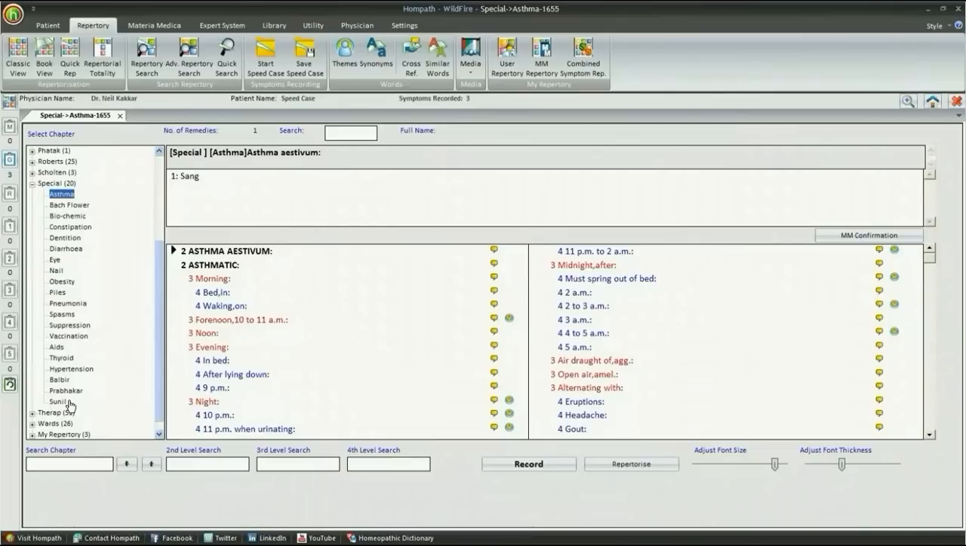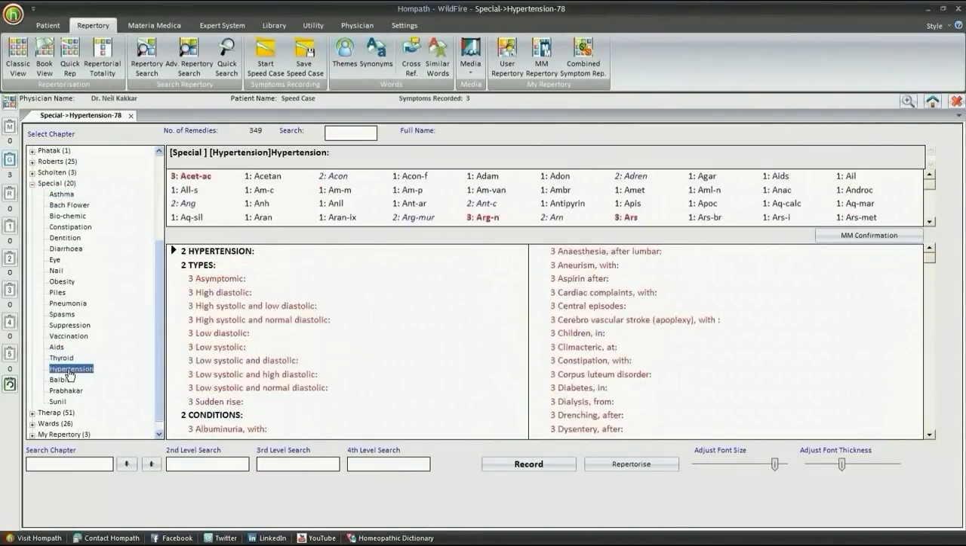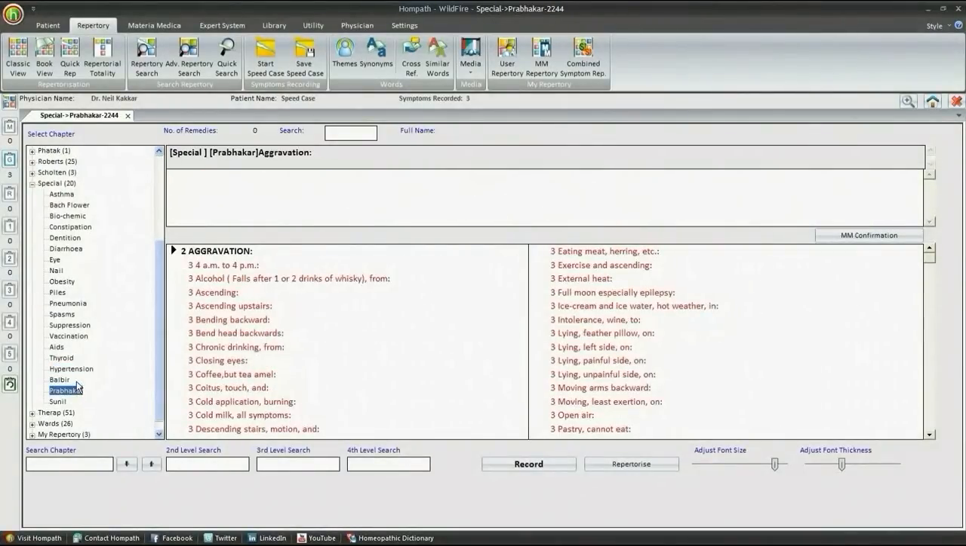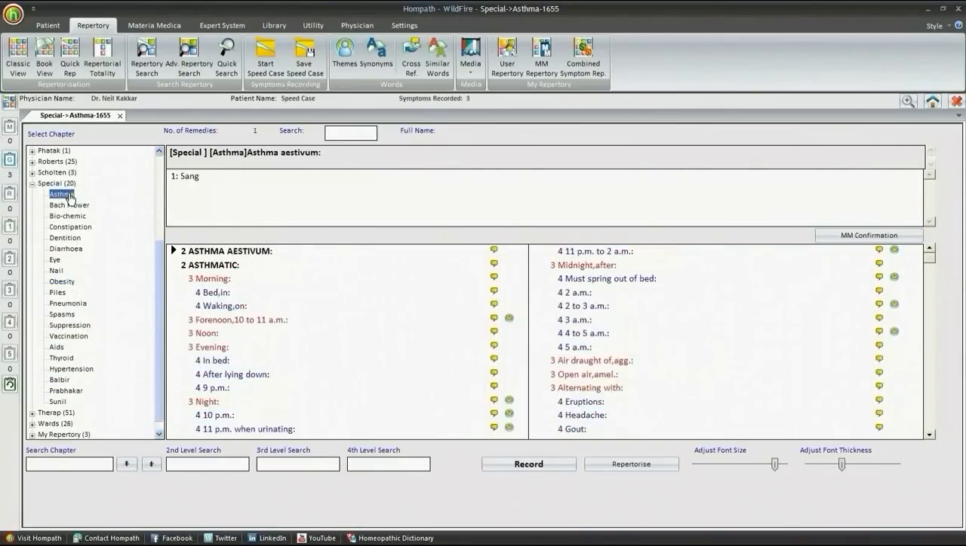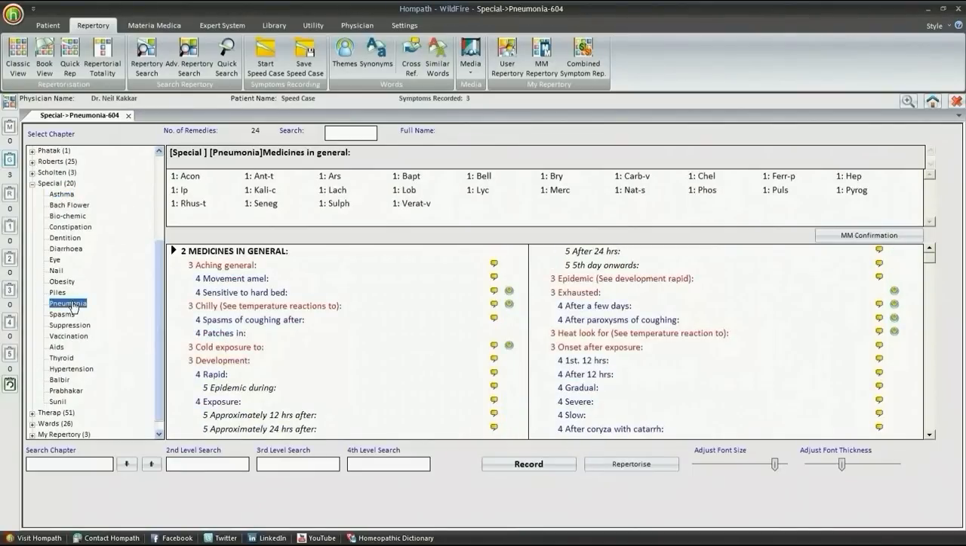These are some of the best clinical experiences shared. Hence, it makes today's homeopathic practice efficient, sticking to the homeopathic principles. Hompath is introducing 20 special repertories based on the clinical conditions. These special clinical repertories concentrate on specific conditions only, like thyroid, hypertension, AIDS, by Dr. Tarkas and Dr. Ajit Kulkarni, repertories by Dr. Prabhakar Shetty and Dr. Balbir Singh, and also repertories on suppression, obesity, asthma, pneumonia, etc.